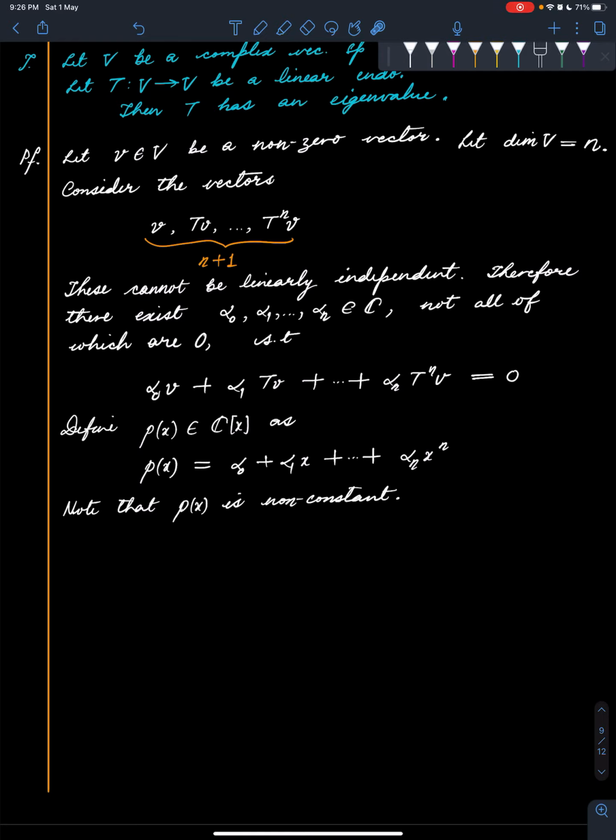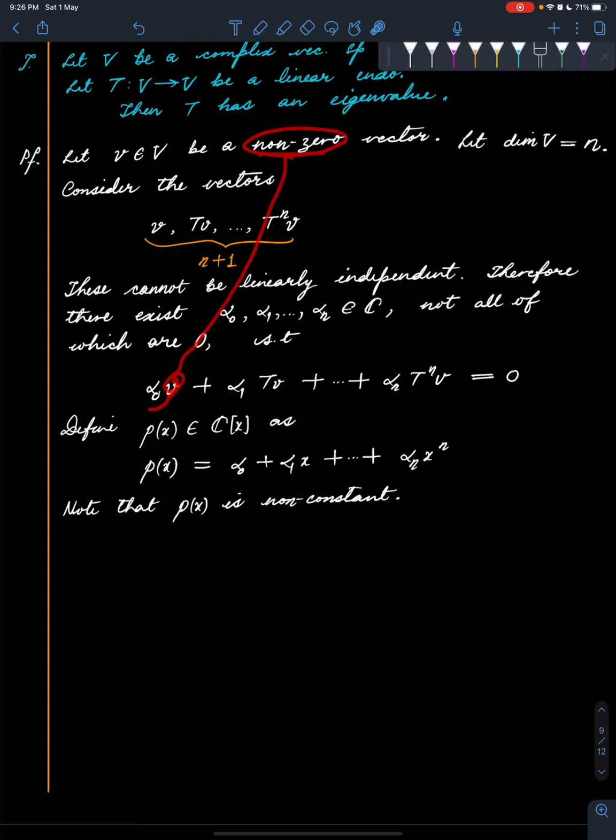Because if it were a constant polynomial, that would mean that all of these are 0: alpha 1, alpha 2 up to alpha n, they are all 0. But then what would this equation give us? This equation would say that all of them are already 0, and the fact that this is 0 means that alpha naught must also vanish, because the vector v is non-zero.